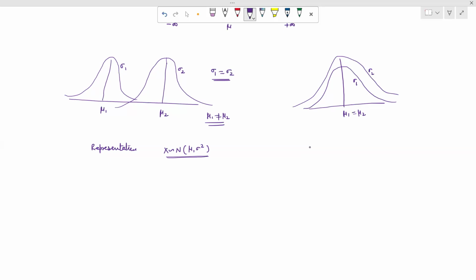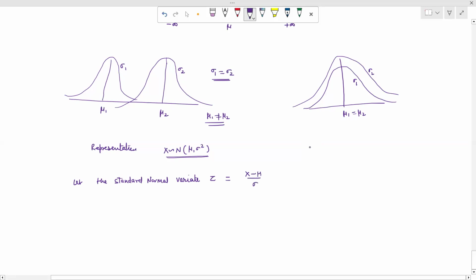Now we are going to convert this random variable x into the standard normal variate z. Let the standard normal variate z be z is equal to x minus mu upon sigma. With the expectation of z, the mean, is 0, and the variance of z is equal to 1. So we can write this as z is normally distributed with mean 0 and variance 1.